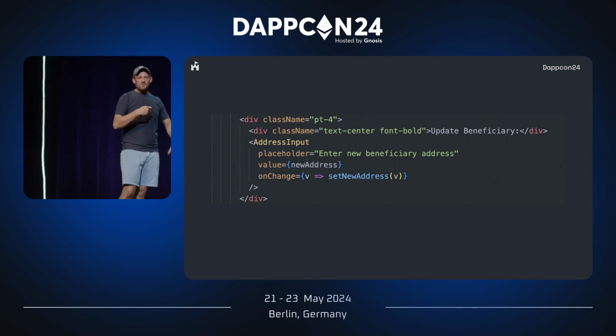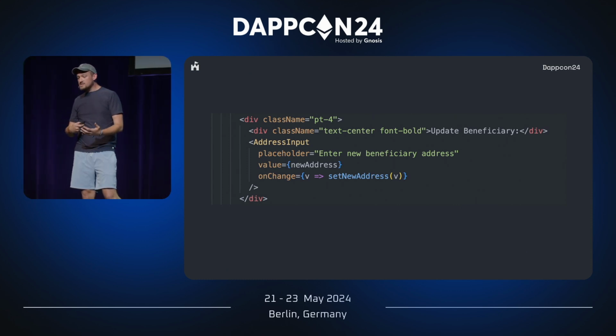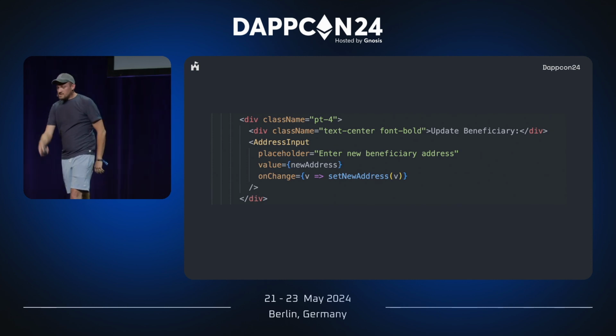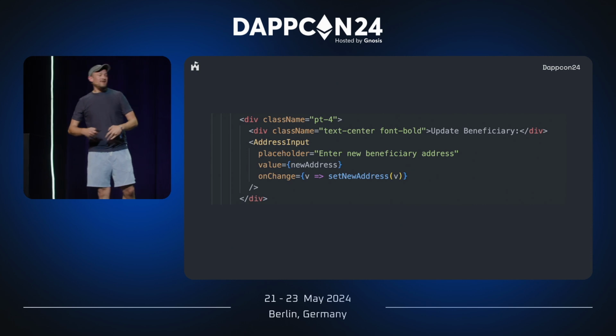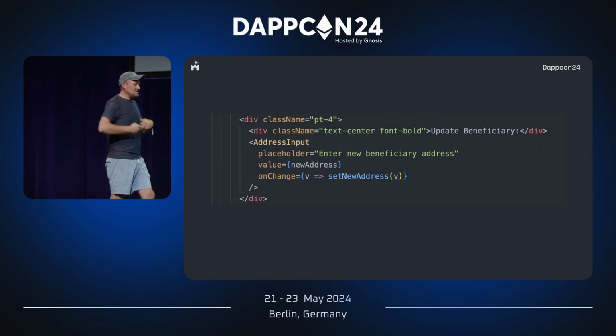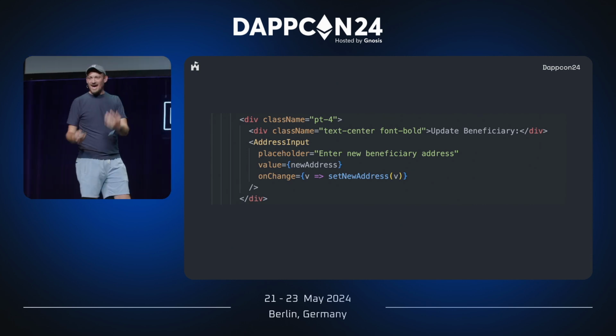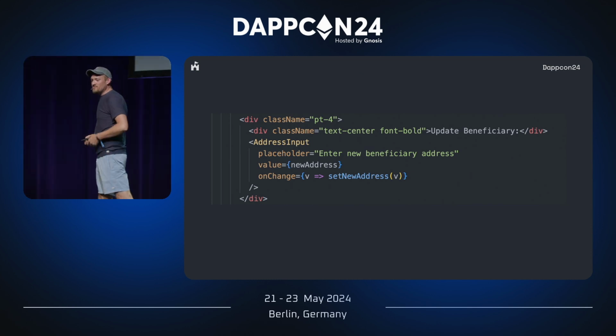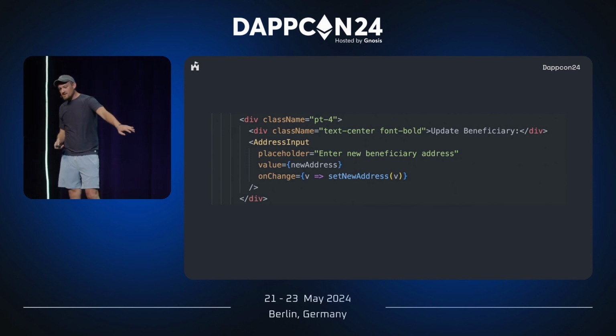So what if we wanted to build a front end to allow us to update that, right? We're going to need some kind of input. Scaffold ETH has an address input. When you're building apps for Web3, you're going to need addresses. You're going to need address inputs. These are kind of new components that haven't really been around before. Scaffold ETH has all of these out of the box.